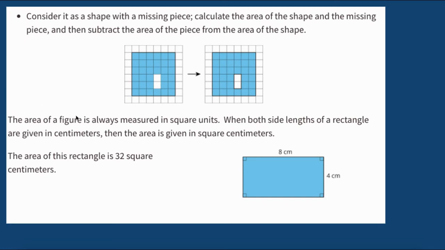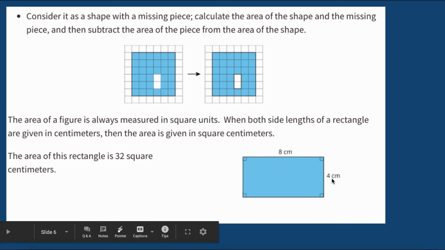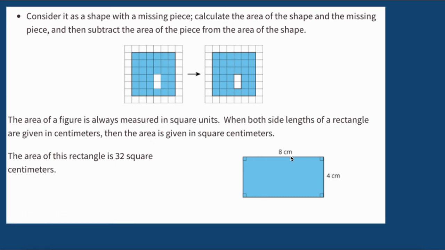The area of a figure is always measured in square units. So whenever we're dealing with area, if I ask you the area of something, you're going to say that the area is this number of square units. But the units can change. In this case here, if we're looking at this rectangle, we know the units are centimeters because it says 8 centimeters and 4 centimeters. So to find the area of the rectangle, we just multiply length times width and get 32. But the answer is not just 32, it's 32 square centimeters because that's our units.